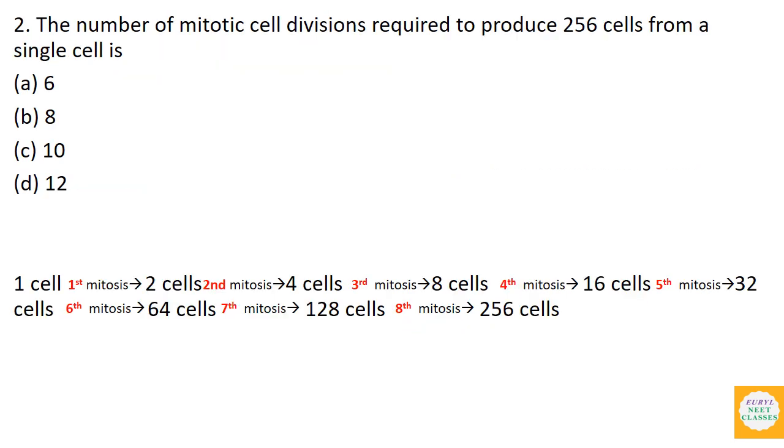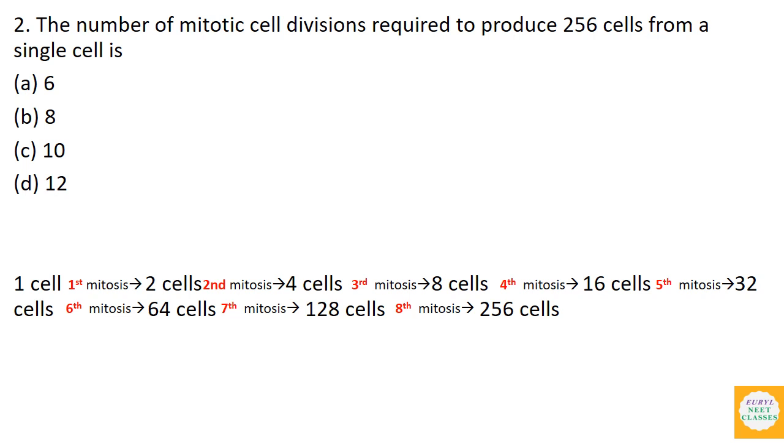Now let's move to the second. The number of mitotic cell divisions required to produce 256 cells from a single cell. Starting with a single cell, by mitosis it is dividing: 1 to 2, 2 to 4, 4 to 8, 8 to 16, 16 to 32, 32 to 64, 64 to 128, and 128 to 256 cells.